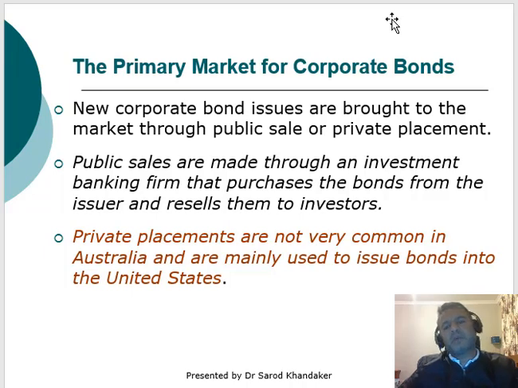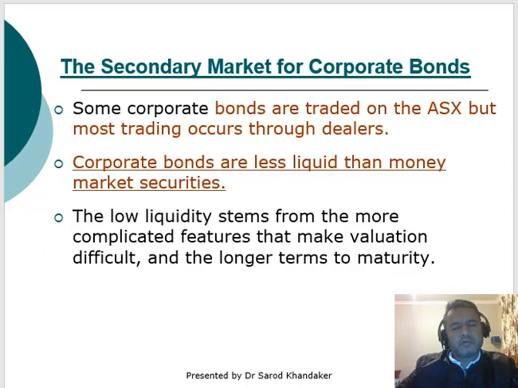The primary market for corporate bonds. New corporate bond issues are brought to the market through public sale or private placement. Public sales are made through an investment banking firm that purchases the bonds from the issuer and resells them to investors. On the other hand, private placement is placing the bonds with institutional investors or large investors on a private basis. However, private placements are not very common in Australia and are mainly used to issue bonds into the United States.